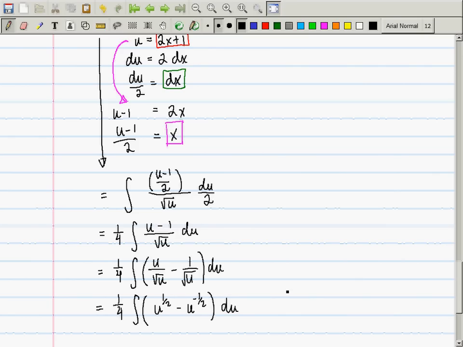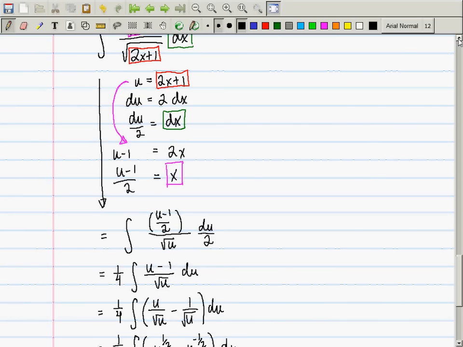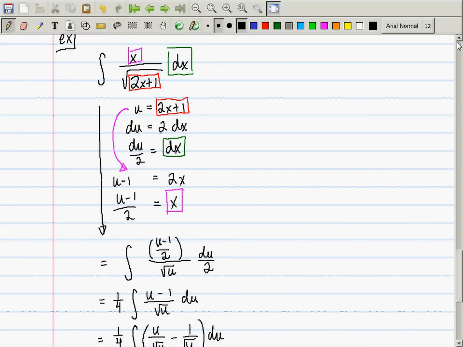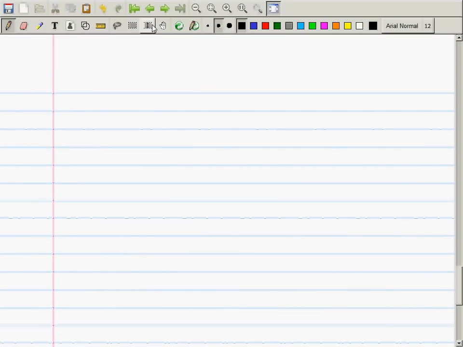So now you have the antiderivative of the difference of two things. Can you compute the antiderivative of u to the 1/2? Yes. Can you compute the antiderivative of u to the negative 1/2? Yes. So now you should be able to take the question from here. Okay, so any question about this kind of example?